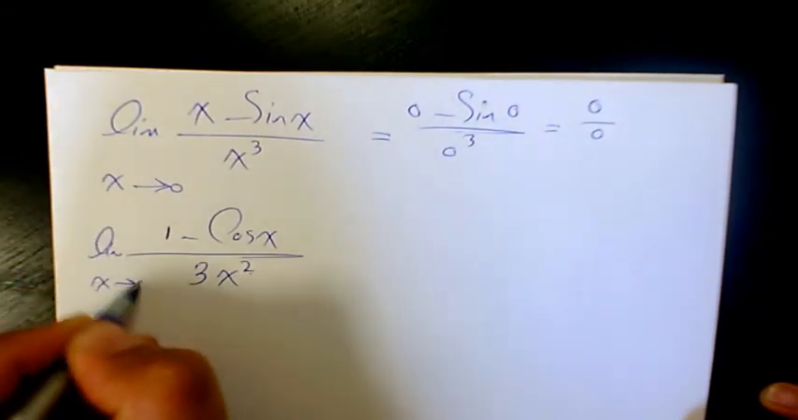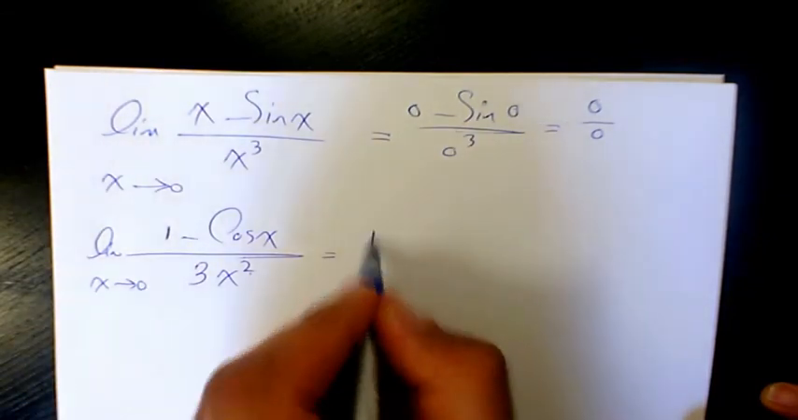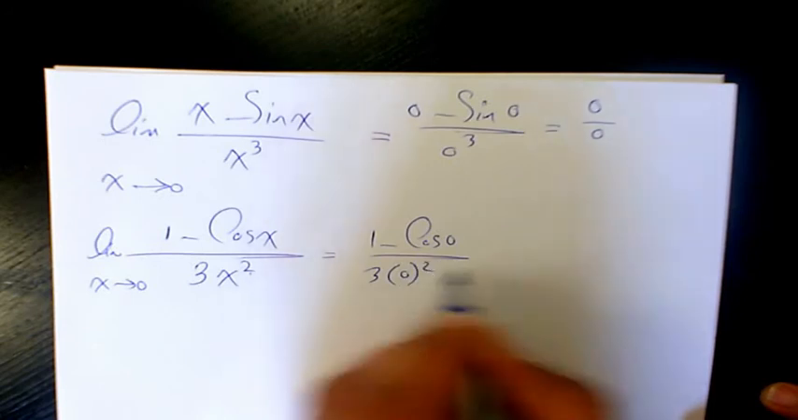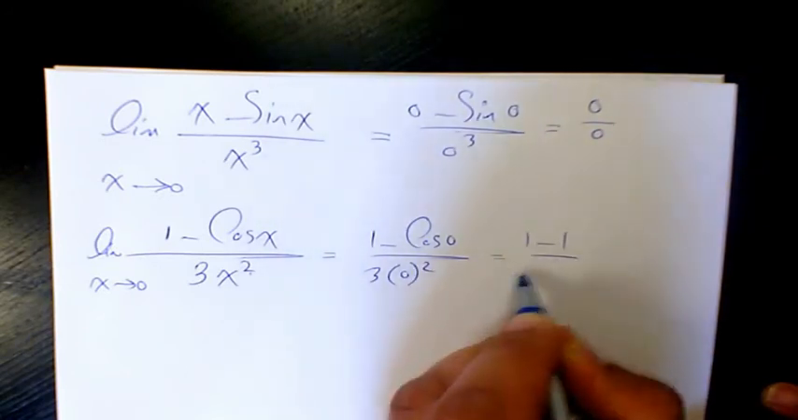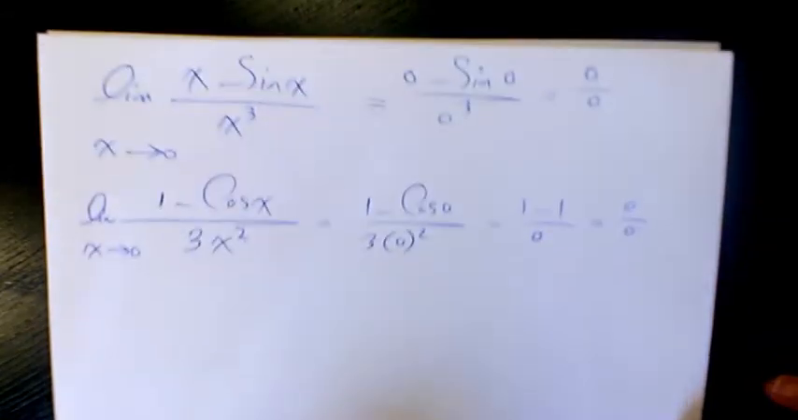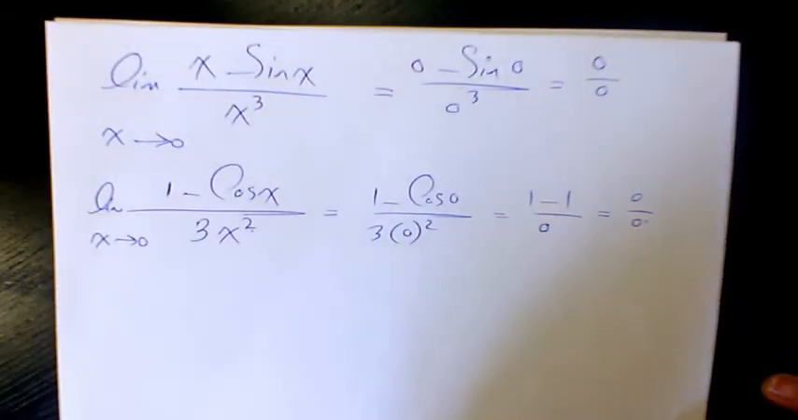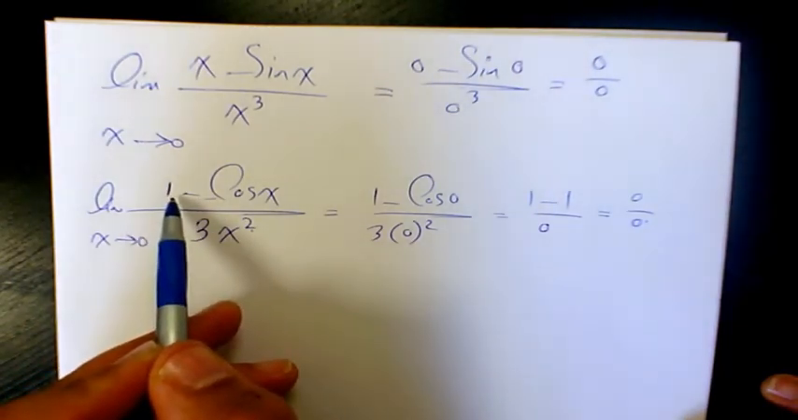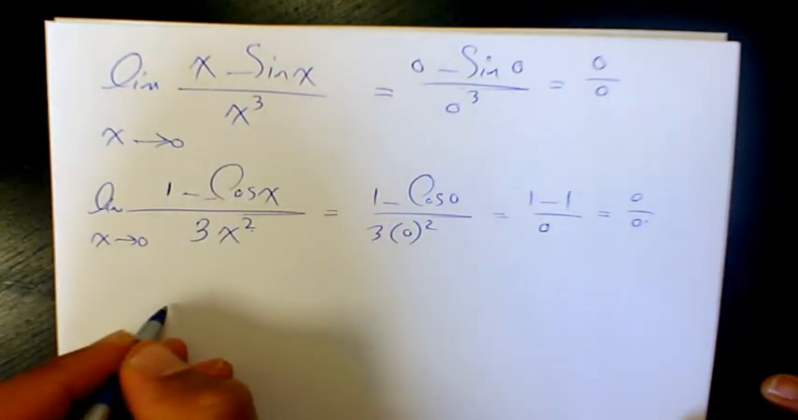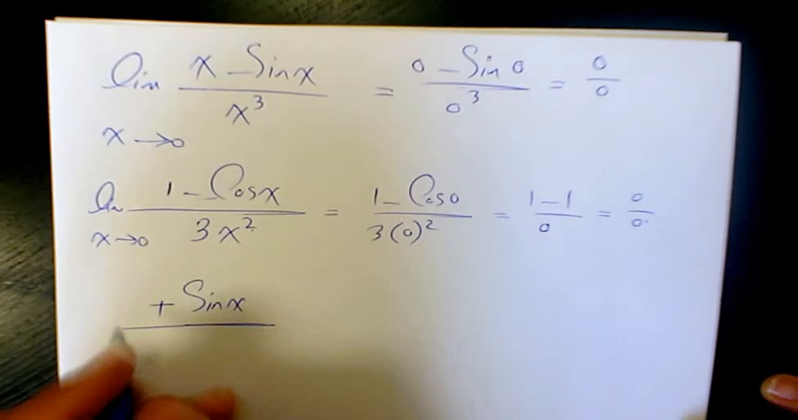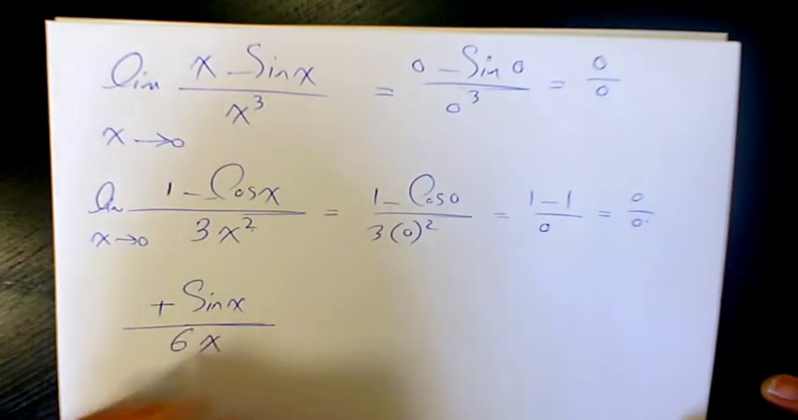Limit when x goes to 0. So it's going to be 1 minus cosine 0 over 3 times 0 squared, which is going to be 1 minus 1 divided by 0, and that's 0 over 0. So we need to do another derivative, L'Hopital's rule. The derivative of the numerator: derivative of 1 is 0, derivative of negative cosine is going to be positive sine x, over 6x.